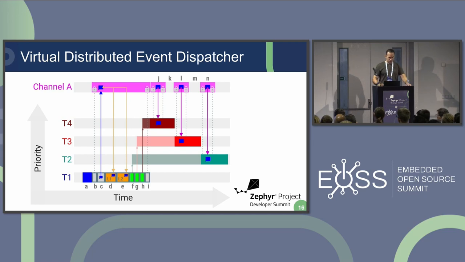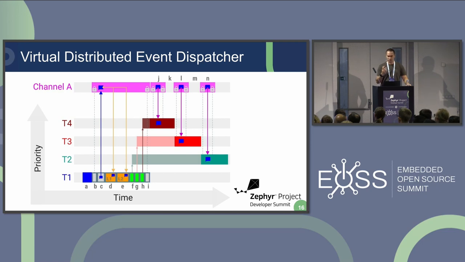And first, we can see that publication happens in the thread one context, right? Here in A, we have some action that thread one is running. And after that, in B, we have a lock to the channel A. After that, we replace the message and execute the listeners, listen one and listen two, right? After that, we notify thread two, thread three, and thread four.